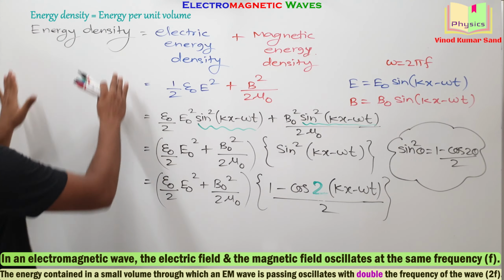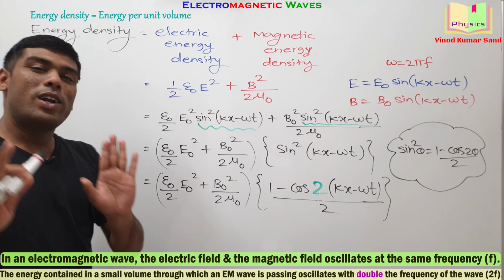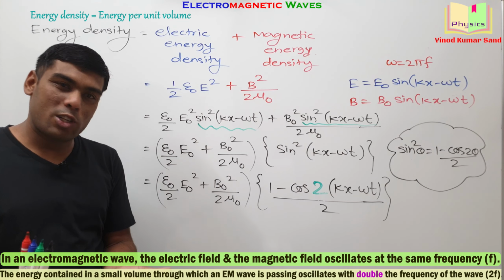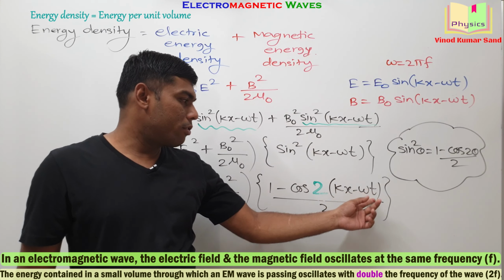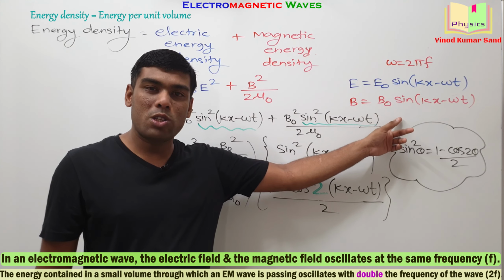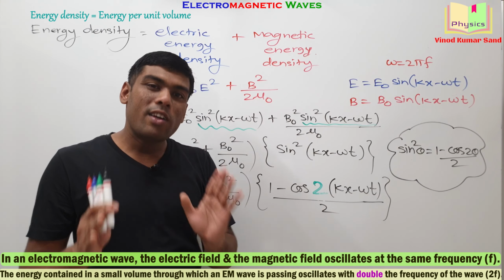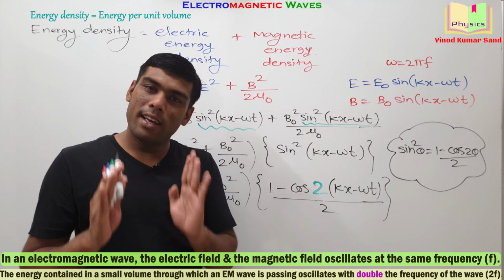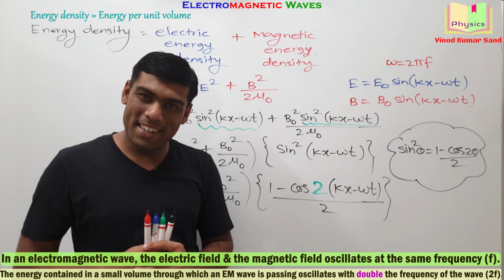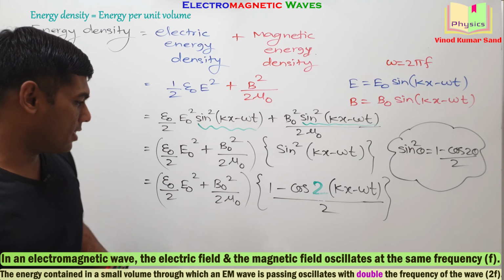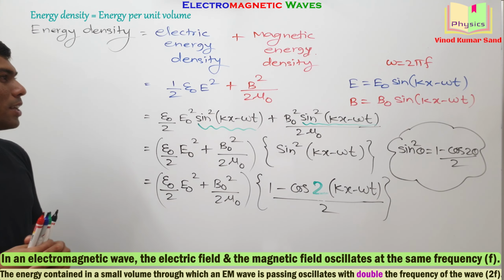Then from this expression of the energy density we will derive the average energy density, because electric and magnetic fields are oscillating at a rapid pace. So usually we will be using the average value of the energy density. That I'll do on the next screen. You note down the things up to here.